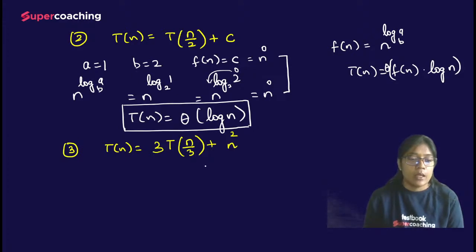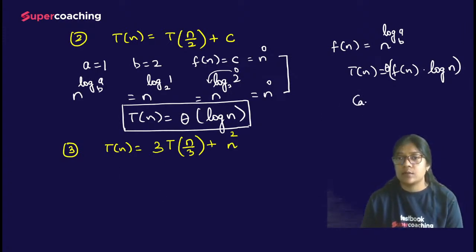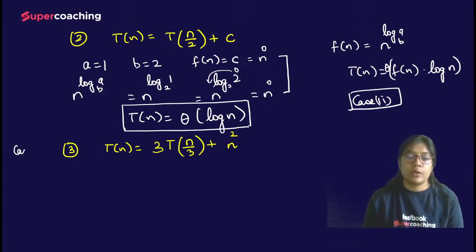Next one. Theta of n into n, that is n square. So yes, the answer for the next one is n square. This was an example related to case 2. Next one is an example related to case 3.